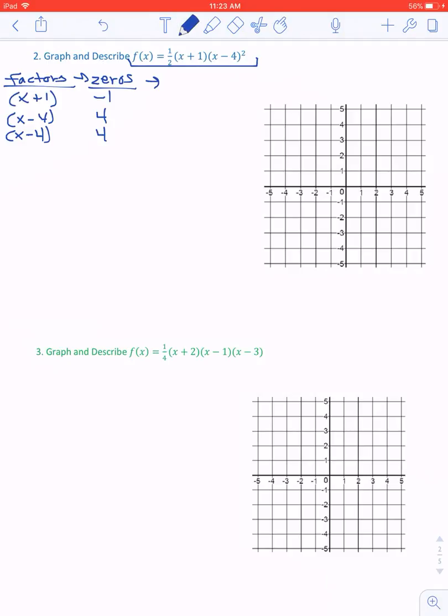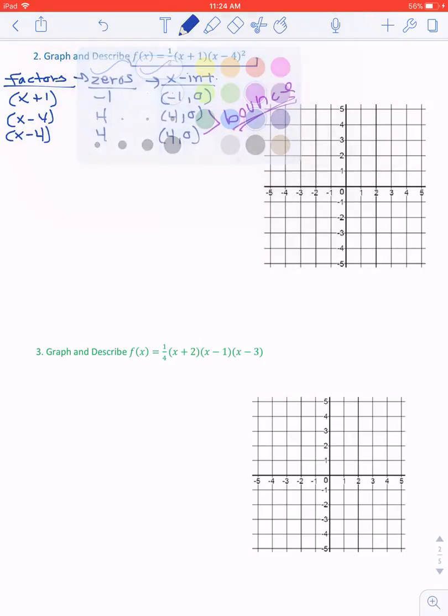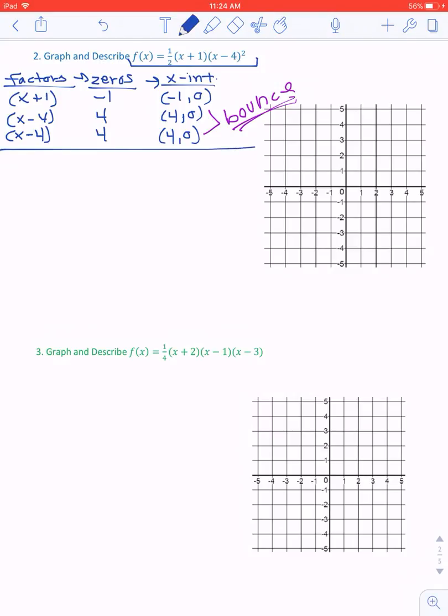What's the whole point of zeros? They tell you your x-intercepts. So we have a point at -1, 0, 4, 0, 4, 0. What is something unique about this point here? If it's a double, what should it do on our graph? It should bounce off of it. Okay? So 4, 0 and -1, 0. What else do we need to know how to connect this?